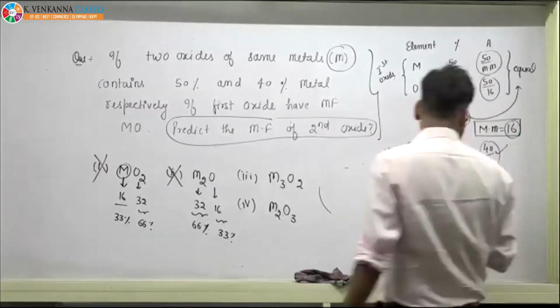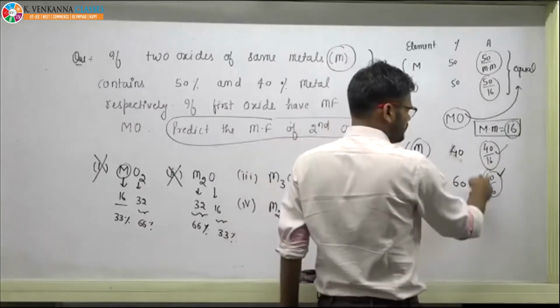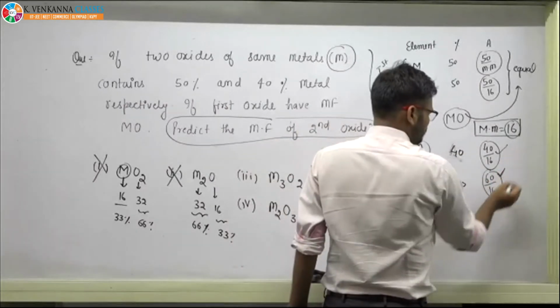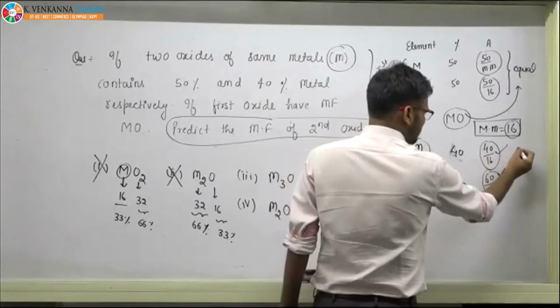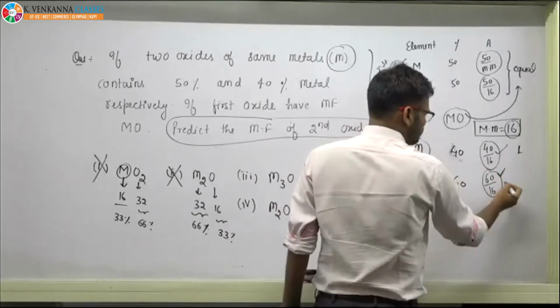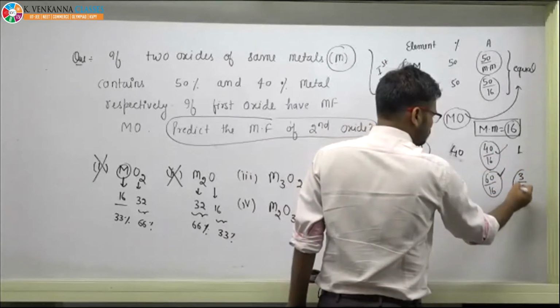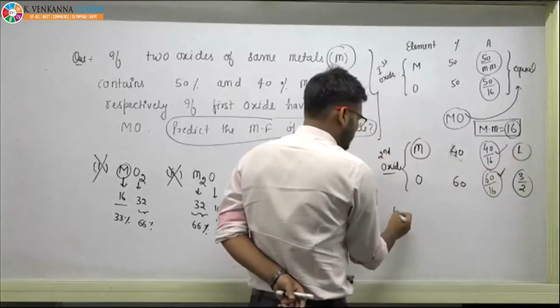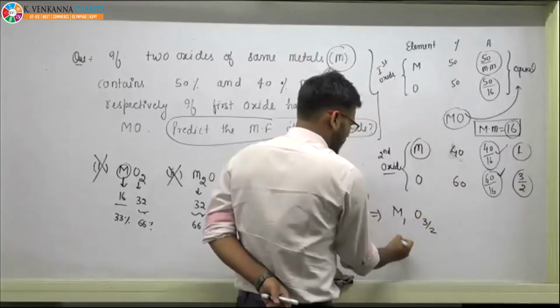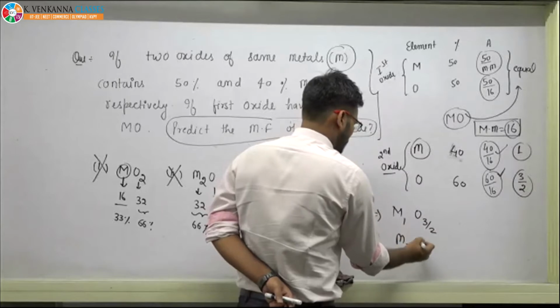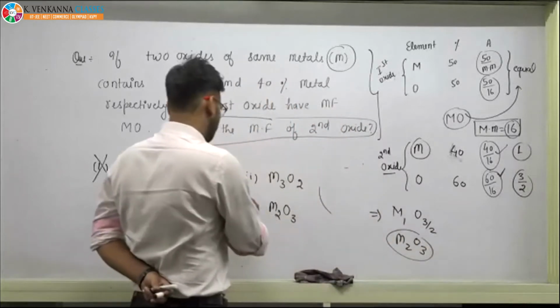So using these atoms, you simplify it. You divide by this to this. So this will come as 1 and this will come as 3 by 2. So the answer will be M1O3/2. So the answer will be M2O3. So the correct answer is the fourth one.